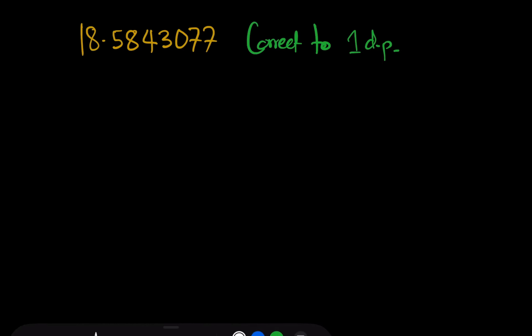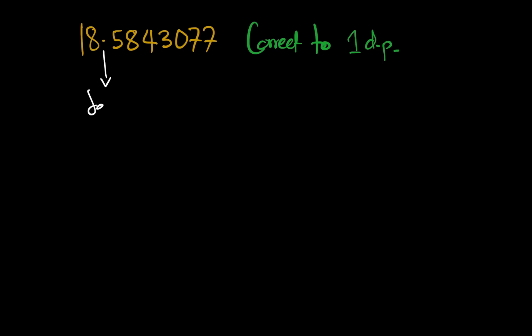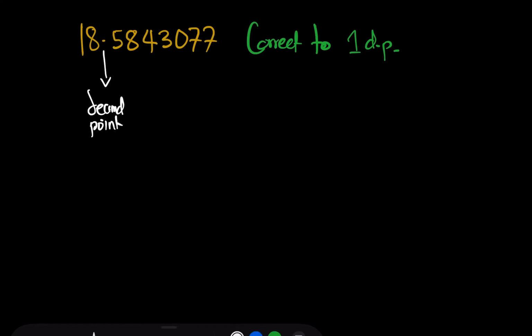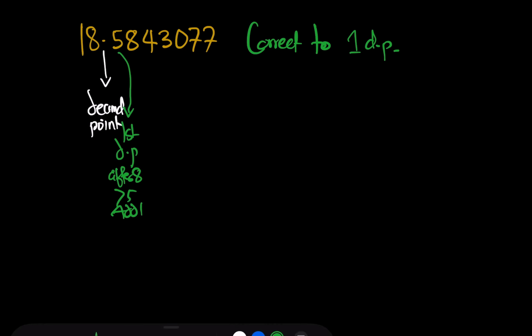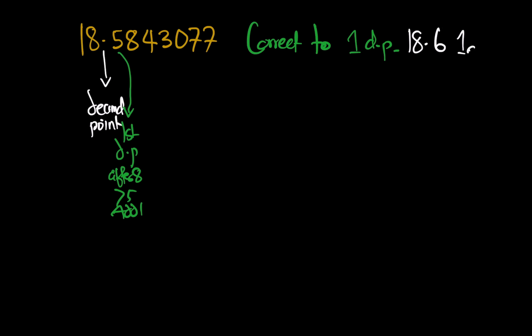Now, this is our decimal point. Can you see that? If this is our decimal point, the number next to it is our first decimal place. We are being told to correct to one decimal place. And if this is our first decimal place, what's the number after? The number after is 8, so it's greater than 5. So we add 1 to what? The 5. And we end up getting 18.6. So we have 18.6 as our one decimal place.